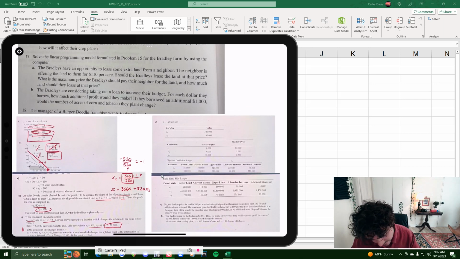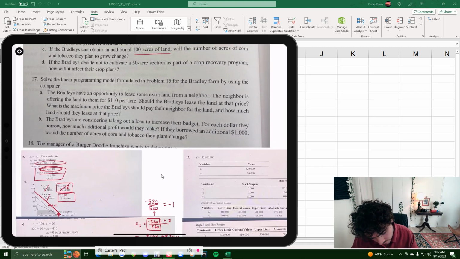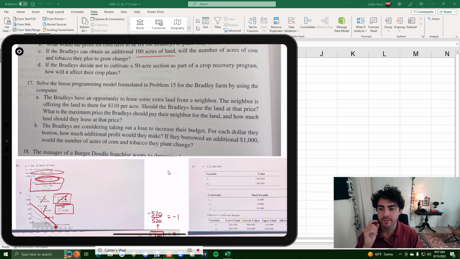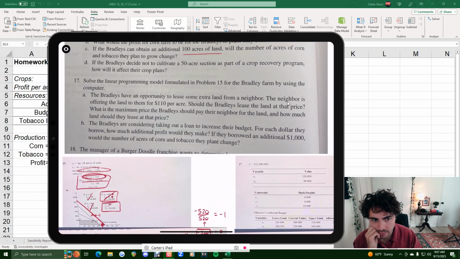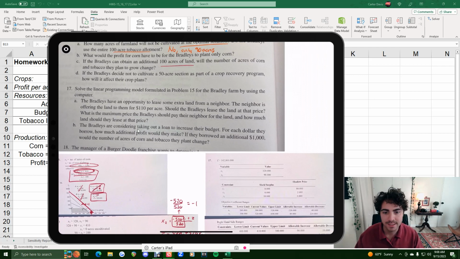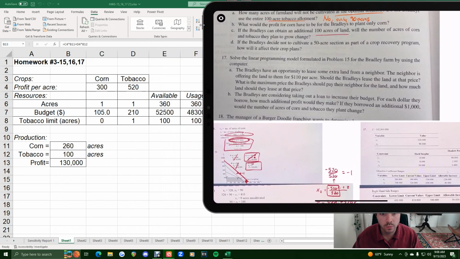Yeah, I'll go ahead and do 17. Let's go ahead and do 17. So, using the computer. Okay, so looking at 17A, they say the Bradleys have an opportunity to lease extra land. The neighbor is offering land to them for $110 per acre. Should the Bradleys lease the land at that price? What is the maximum price they should pay their neighbor for the land, and how much land should they lease at that price? So this comes directly from the sensitivity report.